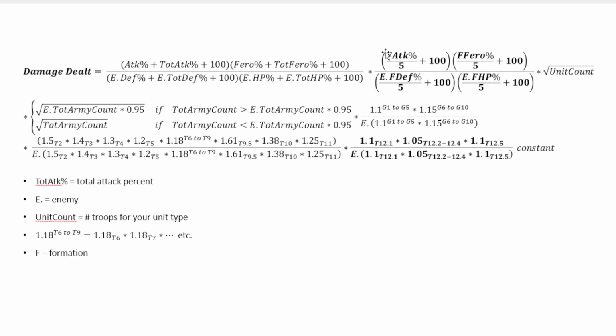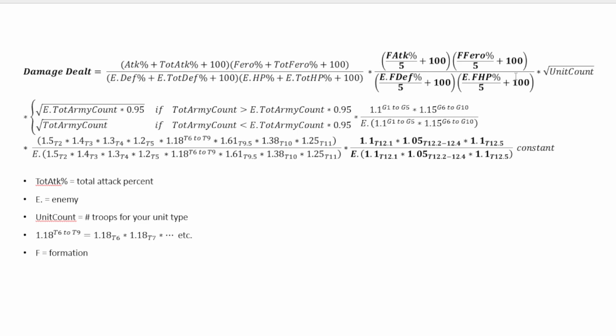Now, if you increase your formation attack percent from 500% to 1,000%, if we ever get to that point, then your damage will be increased by 3 divided by 2. So 3, 2. So 1.5.